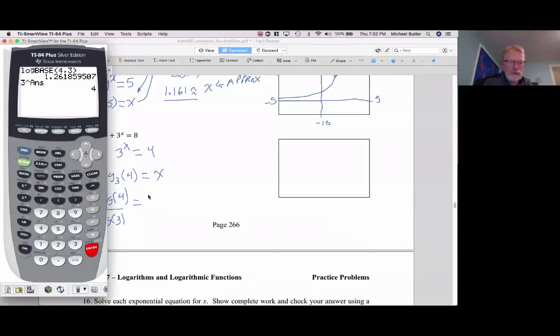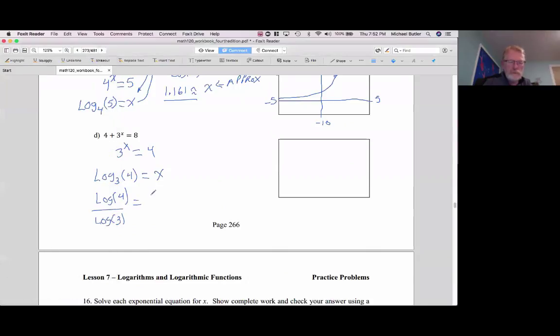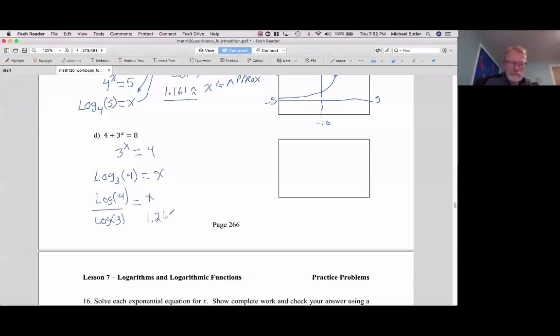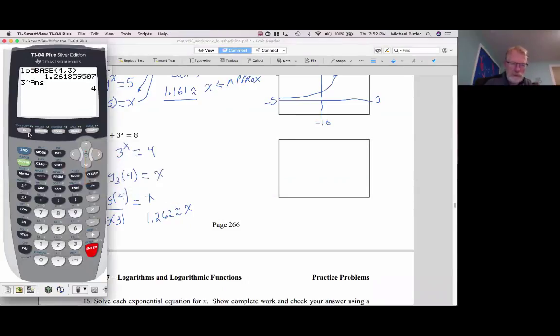So in this case, it's 1.262. So that's my approximate x. Now, I'll let you guys do the graphical part on your own. Well, no, actually, let me do the graph one with you here. I shouldn't skip that. This one's got a little bit of a twist to it.